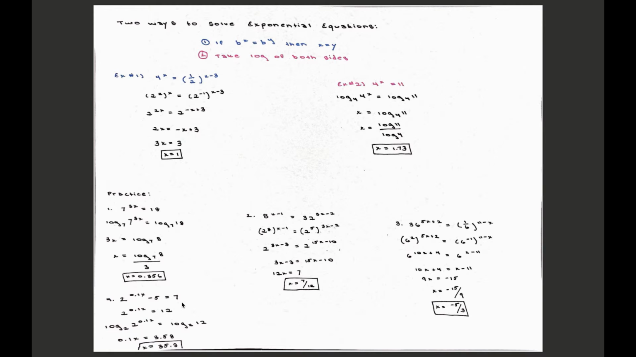For the next problem, I have 2 to the 0.1x minus 5 equals 7. So I'm going to move my 5 over first. And I look at these, and I can't make these have the same base. So this is going to be a situation where I need to take the log of both sides. So I'm going to take the log base 2 of 2 to the 0.1x, set that equal to log base 2 of 12. And what that would give me, this would just be 0.1x, because 2 to the what equals 2 to the 0.1x, well, it'd be 0.1x. That equals, well, I solve this in my calculator, and then you divide both sides by 0.1, and I get 35.8.